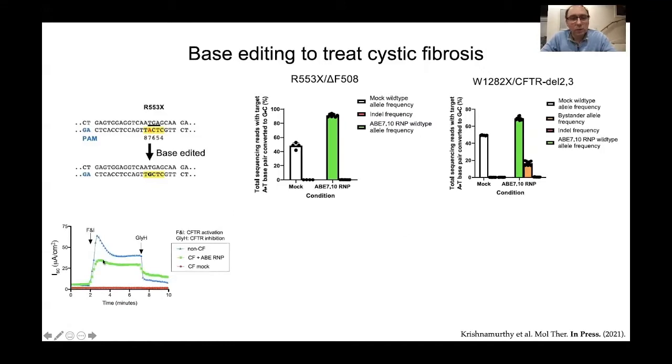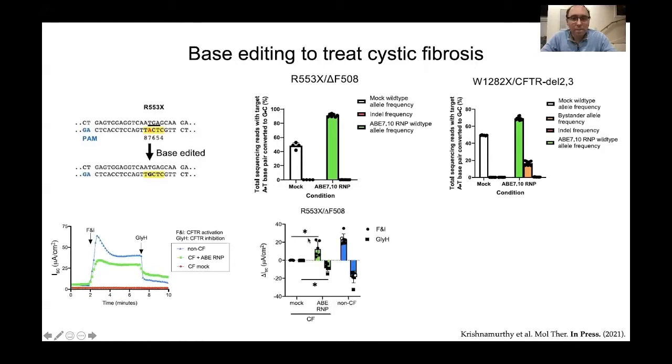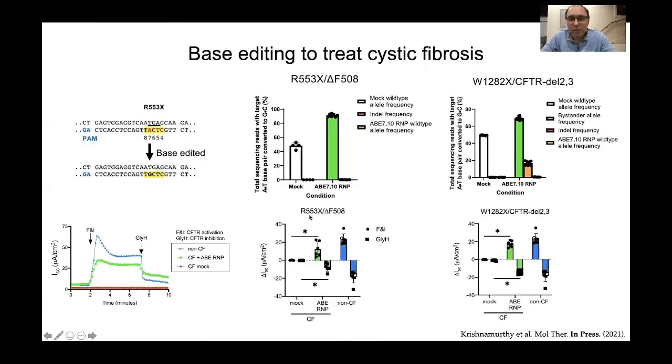Using an Ussing chamber to conduct analysis of the conductance of these cells, we observed that both of these cell lines, both at the R553X and the W1282X, showed a marked improvement in the conductance, and they're much more similar to a wild type cell now than they are to their original mutant cells before editing. So we hope to develop methods that we can efficiently deliver these editors into animal models towards applying these to treat patients.